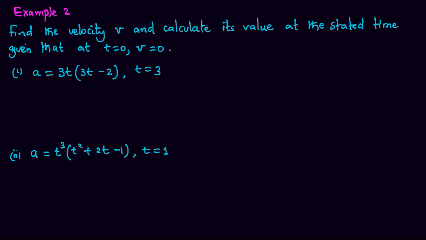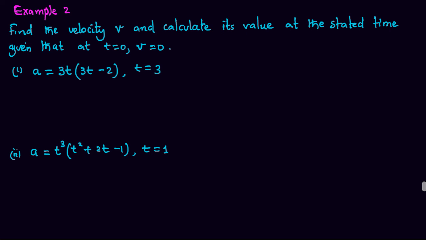In example 2, we want to apply the second case where we found that dv over dt is equal to a. So the question is, find the velocity v and calculate its value at the stated time, given that at t is equal to 0, v is equal to 0. So these are the initial conditions that we are given.